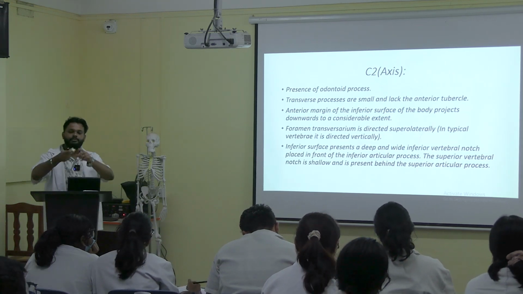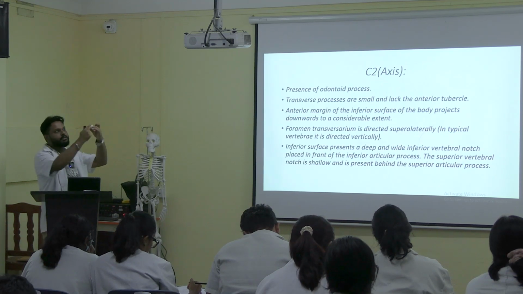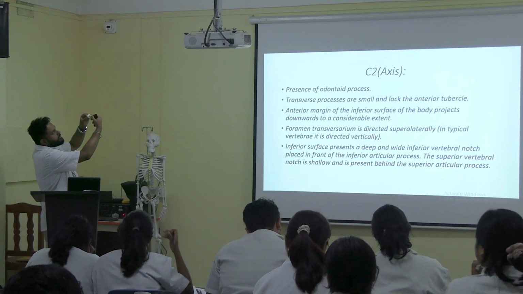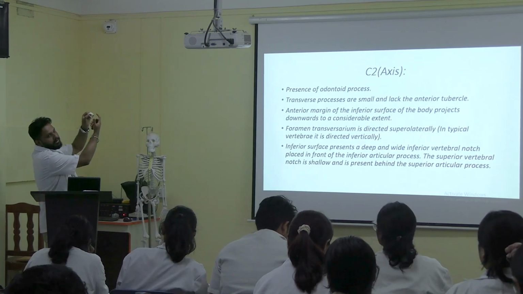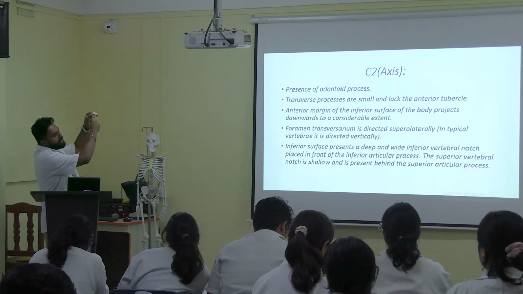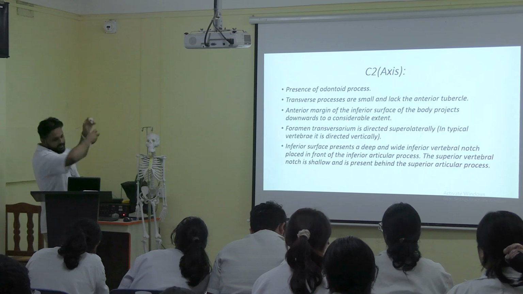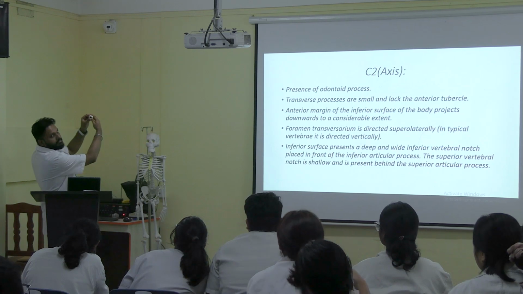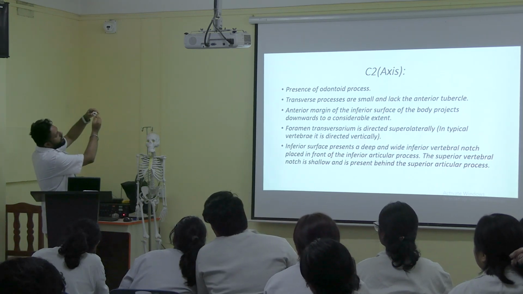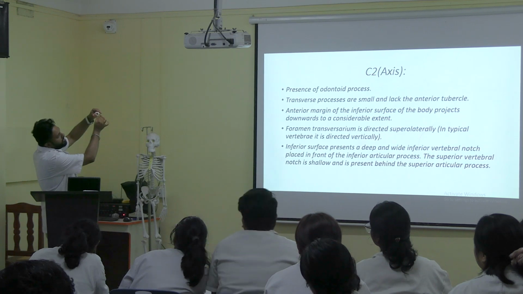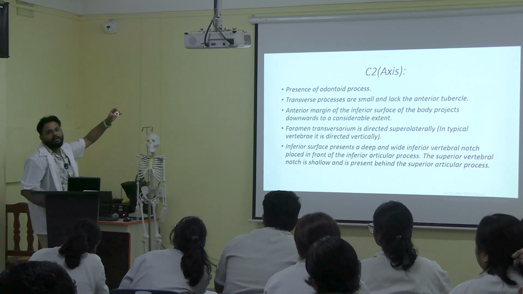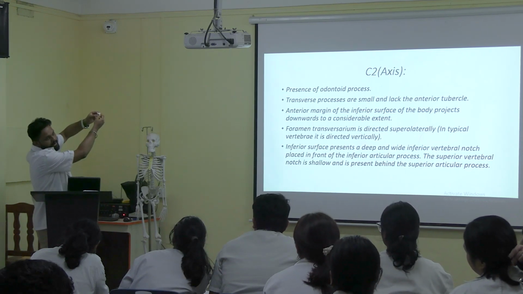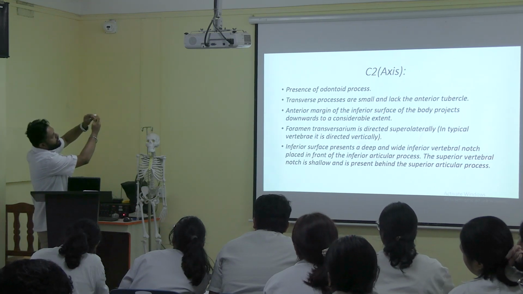The parts are the same only. So if this is the dens or odontoid process, this will be the transverse process, right? And what is this foramen? Foramen transversarium. This is the vertebral foramen. These parts, what are these things? It was shown in lumbar vertebrae as well. These are the lamina, and these are the pedicles, and these are the facet, superior articular facet.